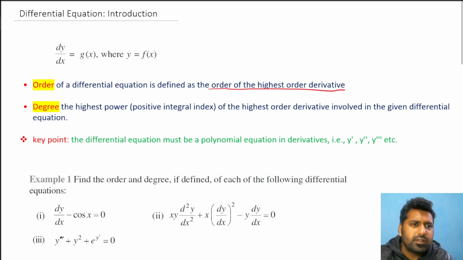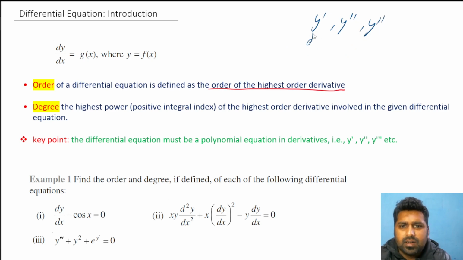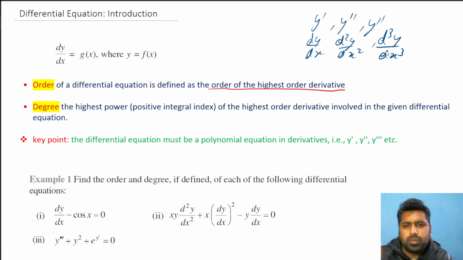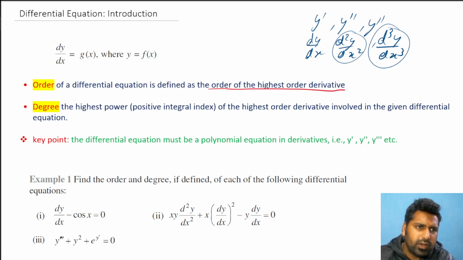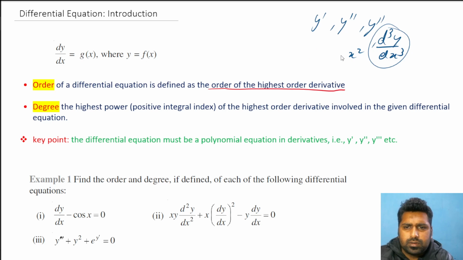Means which order derivative is there: y dash is there, y double dash is there, y triple dash. What is that? dy by dx is there, d square y by dx square is there, or d cube y by dx cube is there. Which particular term is there, that will define your order. Whichever is the highest one, that will be your order. Suppose an equation involves d cube y by dx cube, so 3 will be your order. Then if it is d square y by dx square, that is the highest order derivative involved, then you'll say 2 is the order of the differential equation.